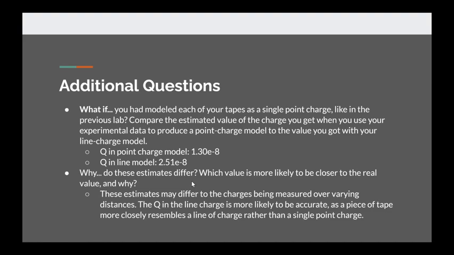So why do these estimates differ? Which value is more likely to be closer to the real value? Well, these estimates differ because the charge is being measured over varying distances. This could be a likely explanation. Nonetheless, the Q in the line charge model is more likely to be accurate, as a piece of tape more closely resembles a line charge rather than a single condensed point charge.